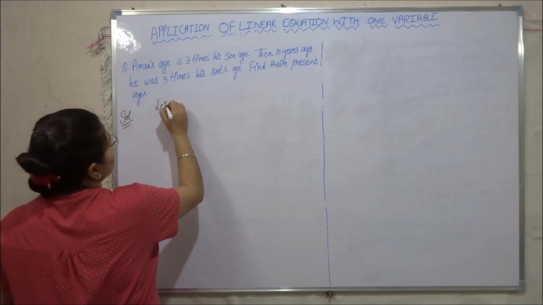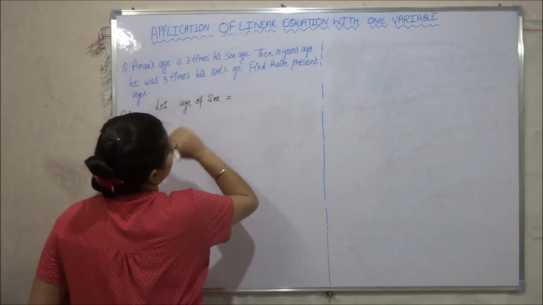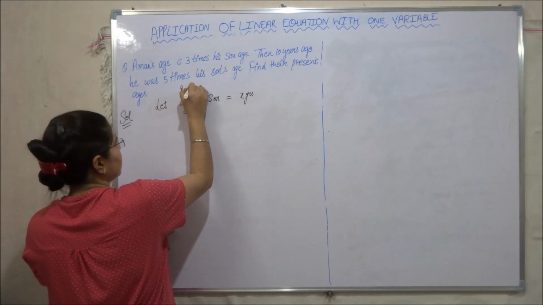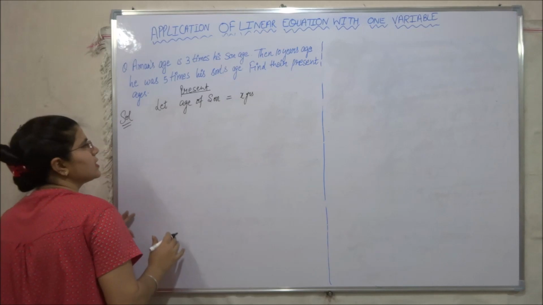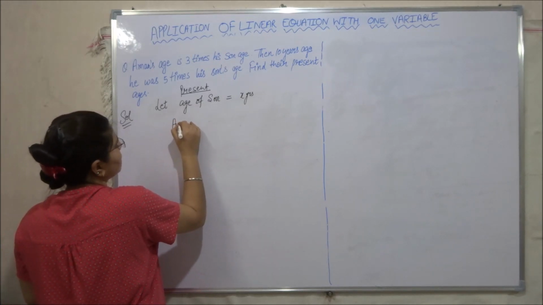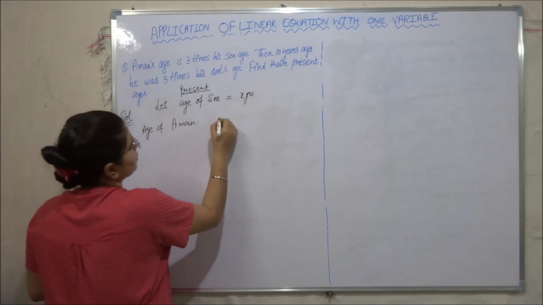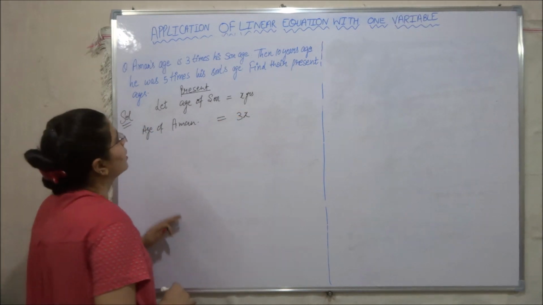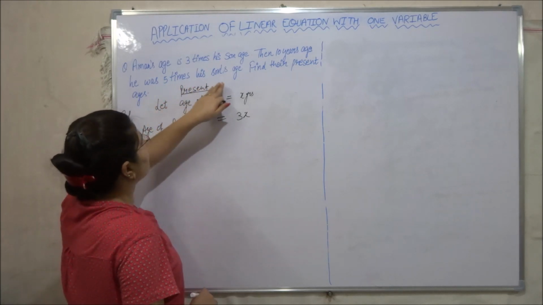Let age of son be x year. So this is our present age. Present age of son is x year. Now present age of Aman, that will be 3 times his son, so 3 times x. Now 10 years ago, he was 5 times his son's age.